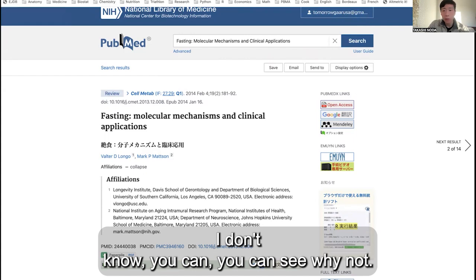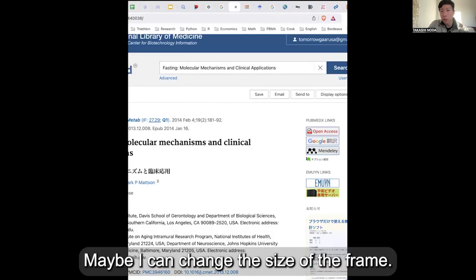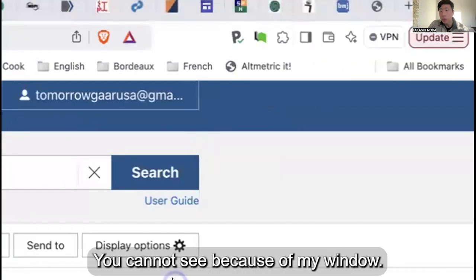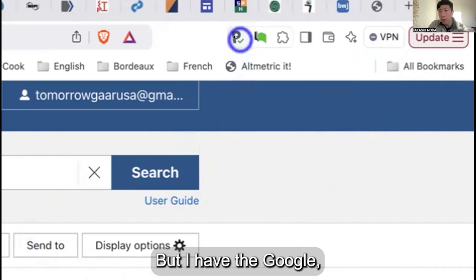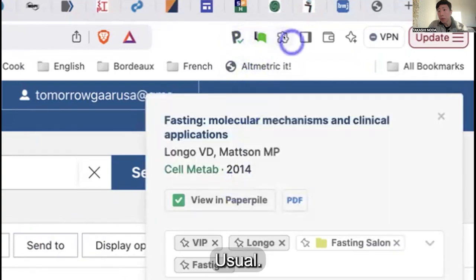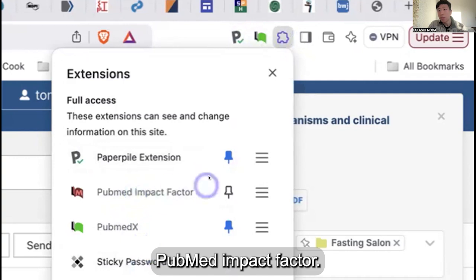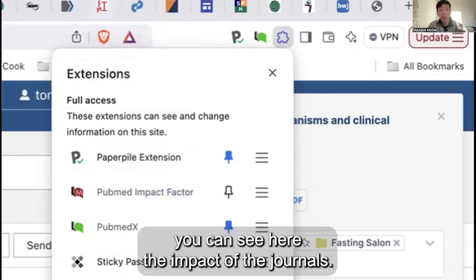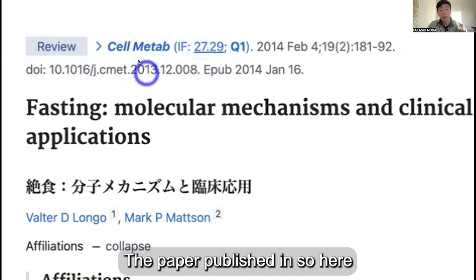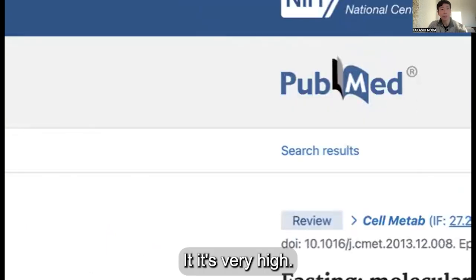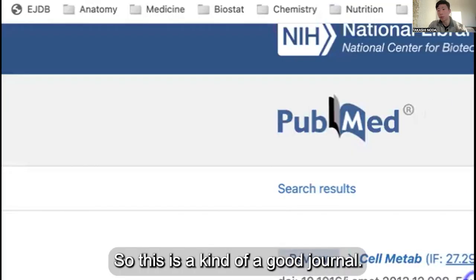I don't know if you can see or not. Maybe I can change the size of the frame. Maybe you cannot see because of my window, but I have a Google extension, PubMed Impact Factor. If you install it, you can see here the impact factor of the journal the paper was published in. So here, Cell Metabolism has an impact factor of 27.29. It's really high. So this is a kind of good journal, but be careful.